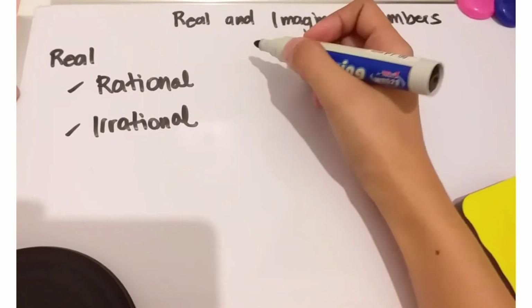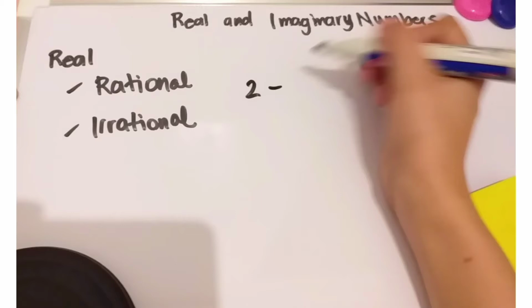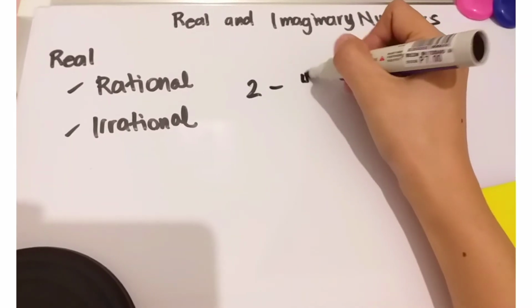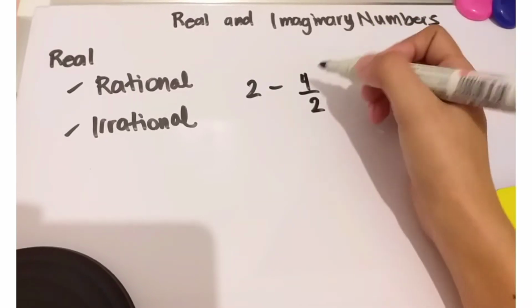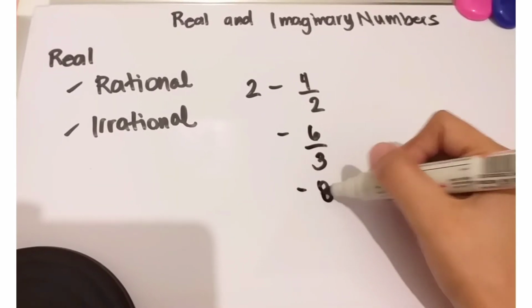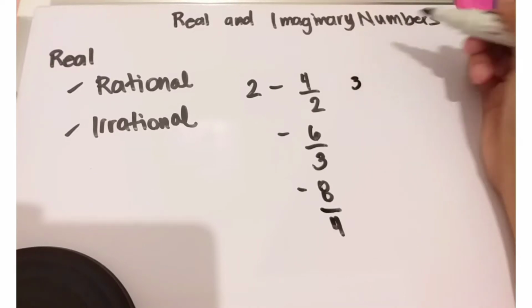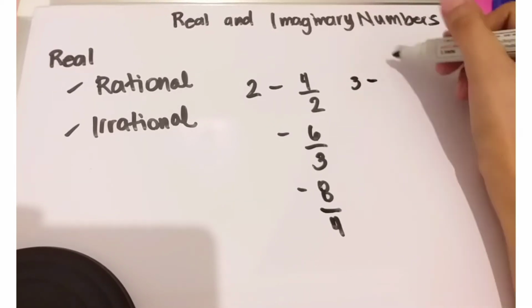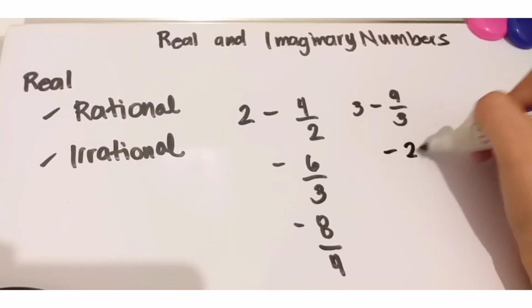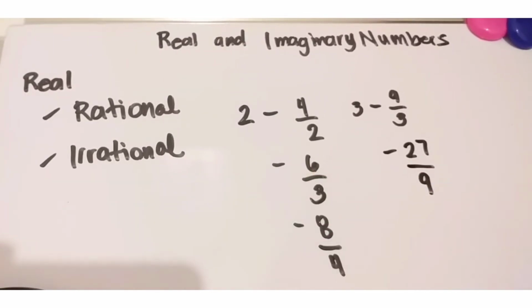Like for example, we have the number 2. So this can be a ratio of 4/2 or 6/3 or 8/4. Another example is 3, which can be a ratio of 9 and 3. It can also be a ratio of 27 and 9. So these are the rational numbers.